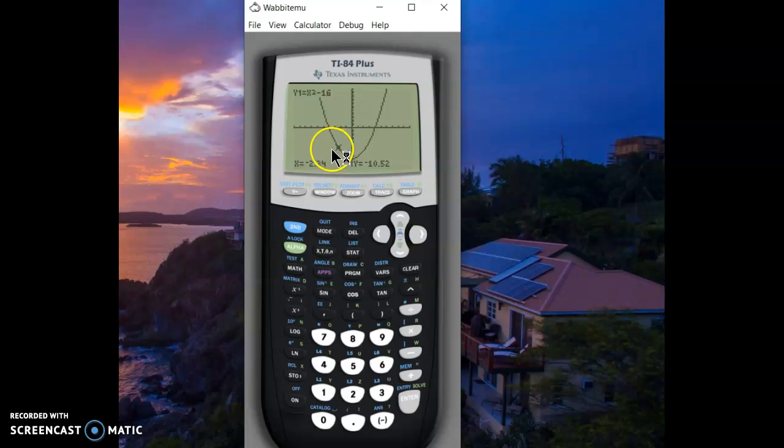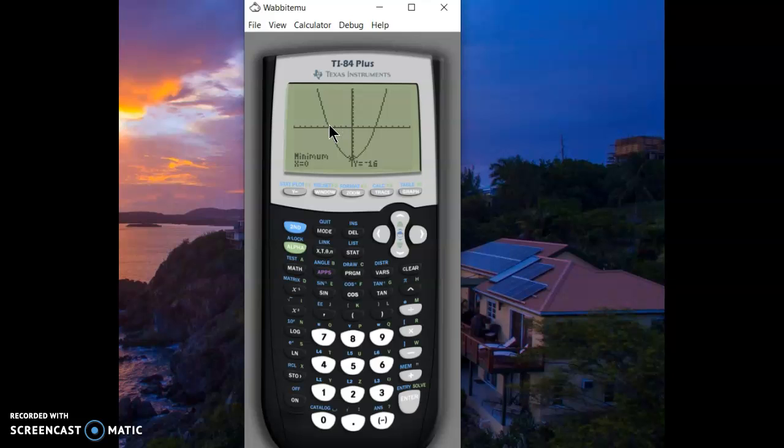Trace to the left. So I have the cursor pretty much where I'd like it to be. Second, calculate. I want to calculate the minimum value of the function. That's option 3, minimum. Grab a left bound, and then I'm going to toggle over to find the right bound and hit calculate. And the local minimum is (0, -16), if you need the coordinates of a local minimum. Those are the key functions of finding a minimum.